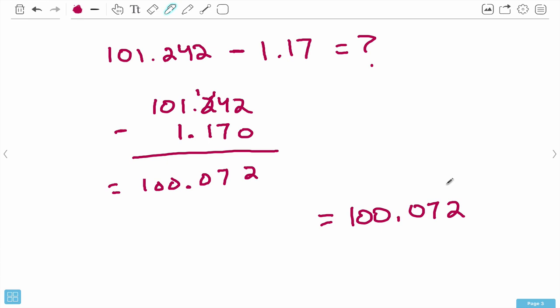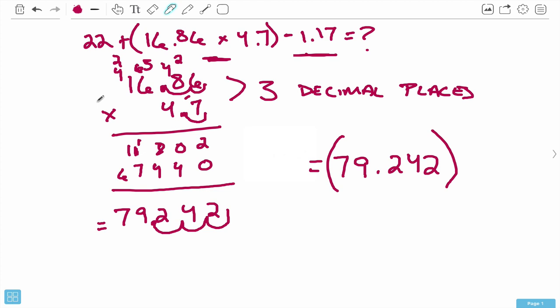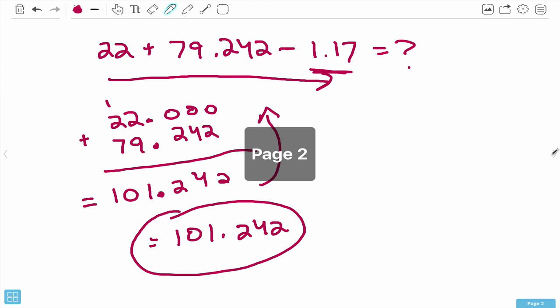So, the original question of 22 plus 16.86 times 4.7 minus 1.17, following the order of operations of doing the multiplication first, then working left to right, gives you a final answer of 100.072.